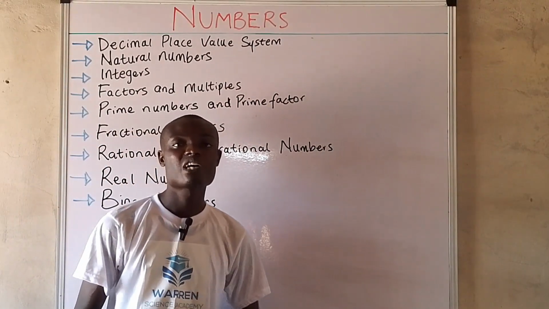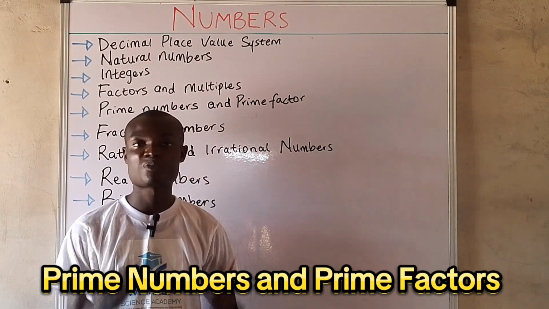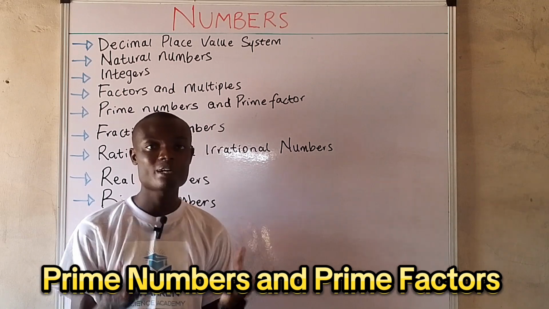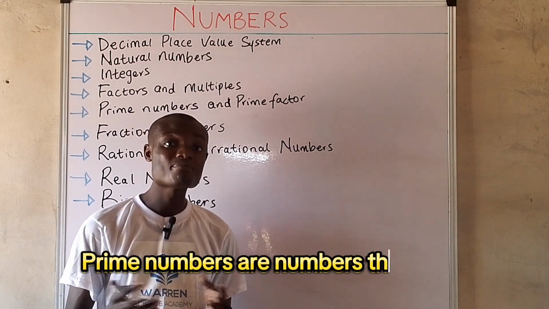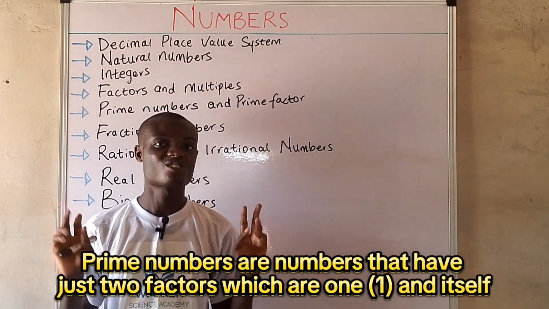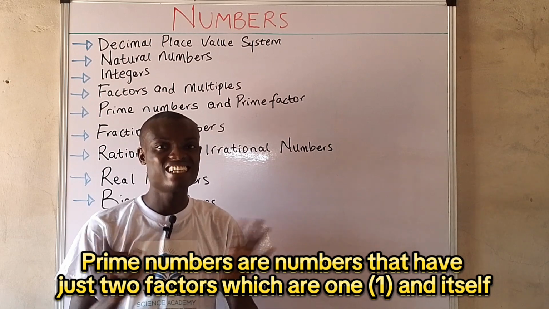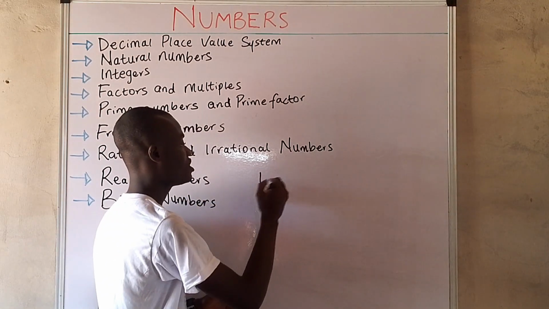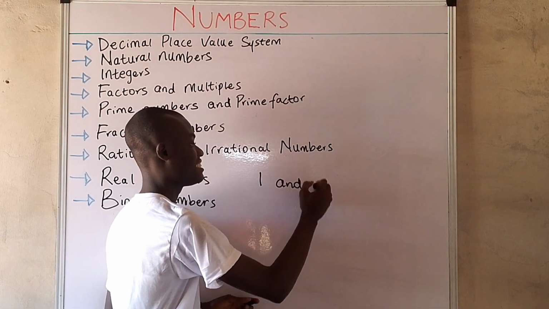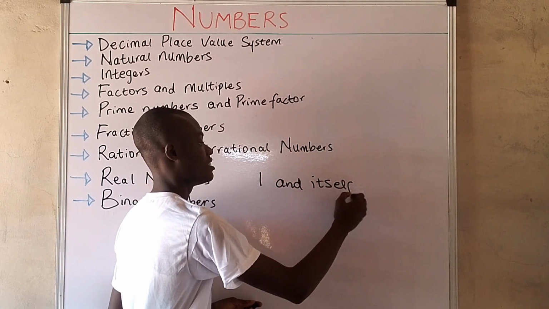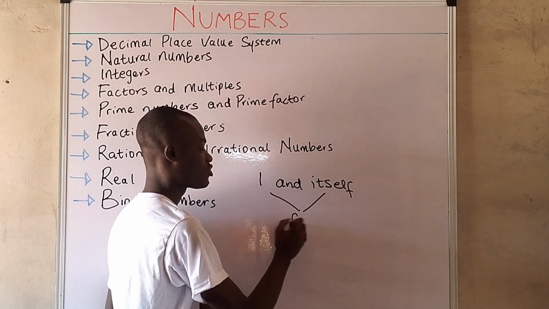So we move on to look at prime numbers and prime factors. Now what are prime numbers? Prime numbers are simply numbers that have just 2 factors. And those 2 factors are 1 and itself. So these are the only 2 factors of such numbers.